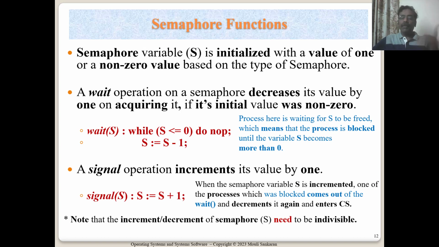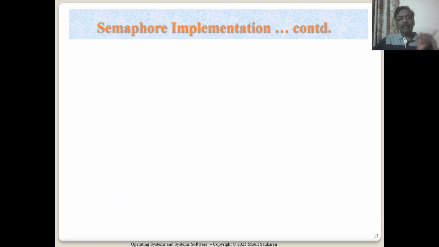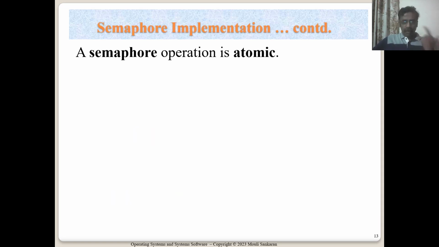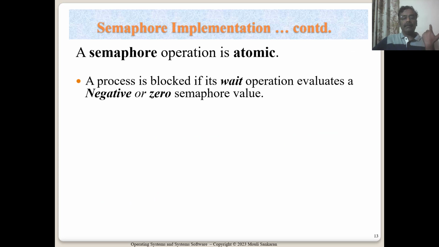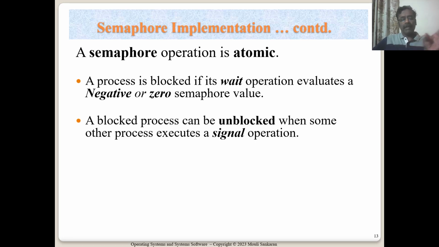Anybody who is there will be woken up, as I explained in the earlier discussion. So their operations are atomic, and the semaphore value can be evaluated as negative or zero. Okay, negative is given as an error condition kind of thing, which is not likely to happen. The value becoming negative is not possible, but still it is shown as a generic rule. So a blocked process can be unblocked when some other process executes a signal operation. Okay.